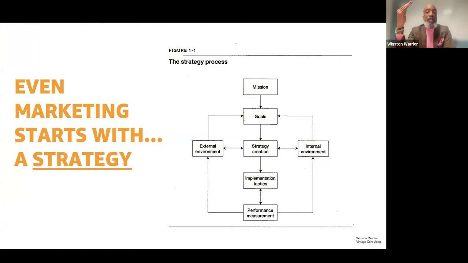And so you have to understand, what's your mission? What are you trying to accomplish? What are the goals you're going to define to accomplish that mission? And then what is the creation of what you're trying to do? How do you create this actual strategy around how you want to implement things? And how do you come up with that strategy? You have to look at internal and external factors that are pressure testing what you're trying to do. And then you come up with tactics, and then you measure, and then you keep doing this.